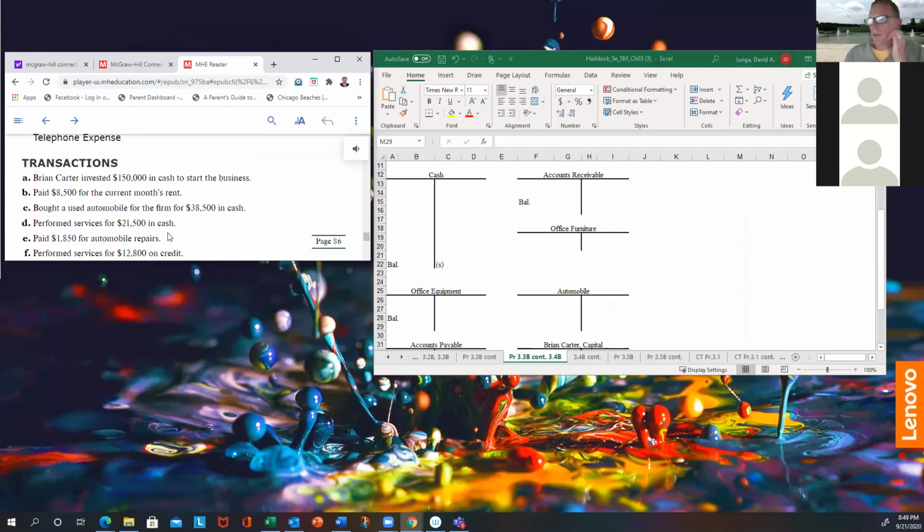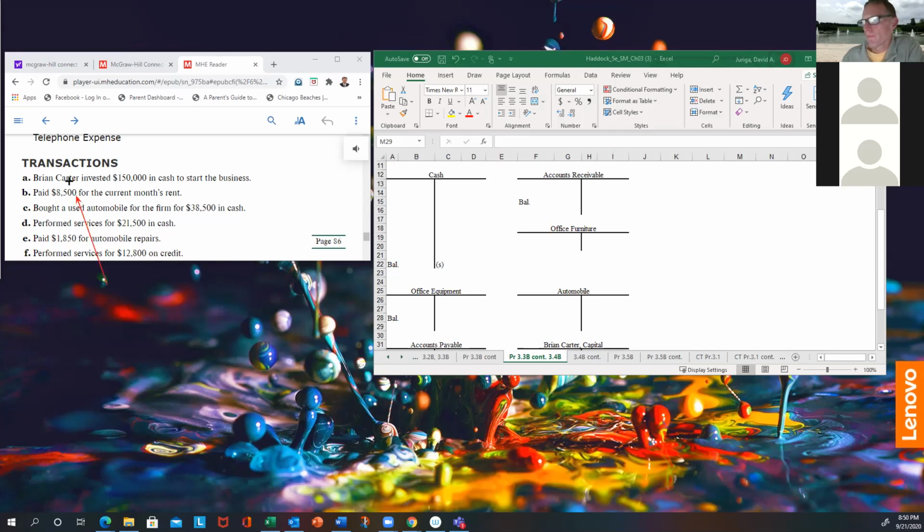So we'll start with letter A. My point is, you can hopefully see that all these T accounts are already set up for you, just like they'll be on the test. So let's go through these again, one by one, and let me know if you don't get it. You're hopefully seeing some consistency with the previous problem we just talked about.